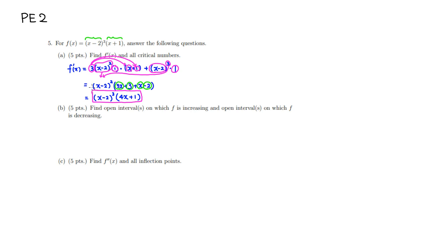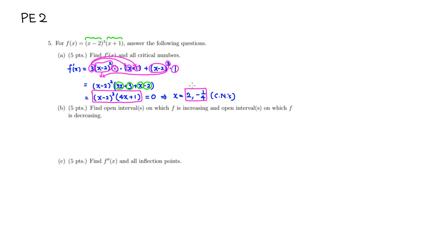Then we can find the critical numbers simply by setting the first derivative equal to 0. Setting x minus 2 equal to 0, x equals 2 is one of them. And setting 4x plus 1 equal to 0, you get negative 1/4. So those are the critical numbers. I'm going to just box them in here. Got that.